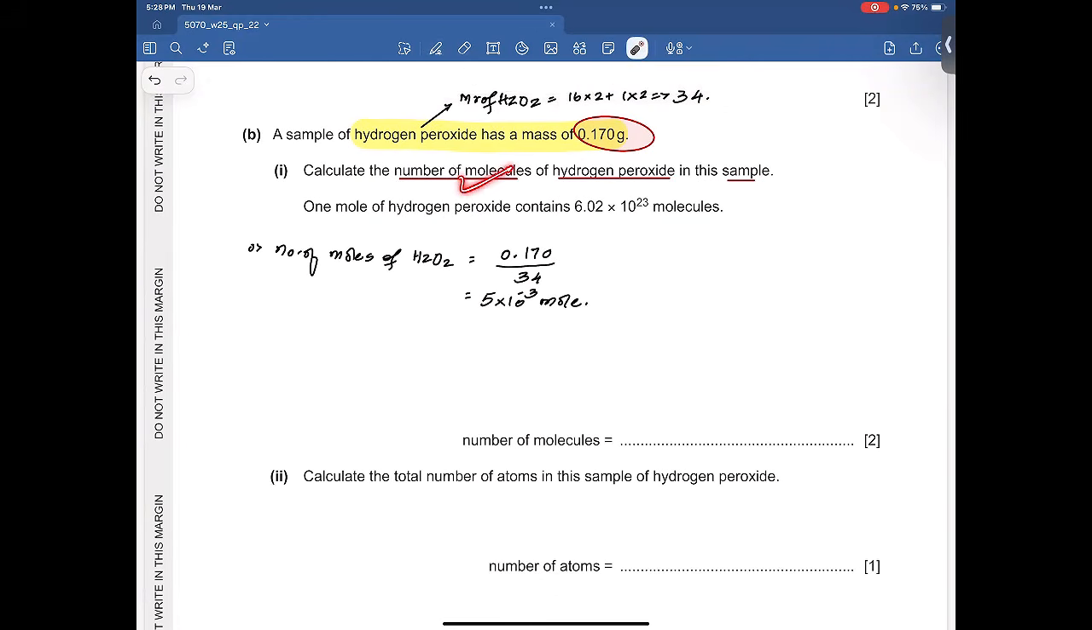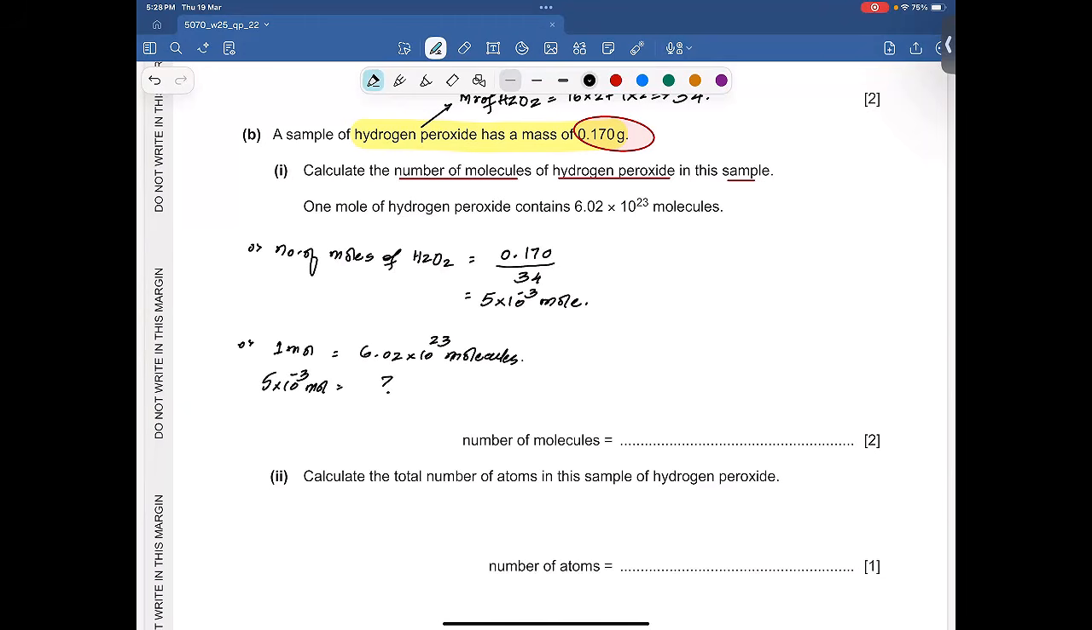So in order to calculate the number of molecules, I'm going to use the Avogadro constant, and the Avogadro constant means 1 mole has this many molecules. I'm going to use this relationship: 1 mole is always equal to 6.02 times 10 to the power 23 molecules. When we have 5 into 10 to the power minus 3 moles, the molecules is going to be 3.01 into 10 to the power 21 molecules.